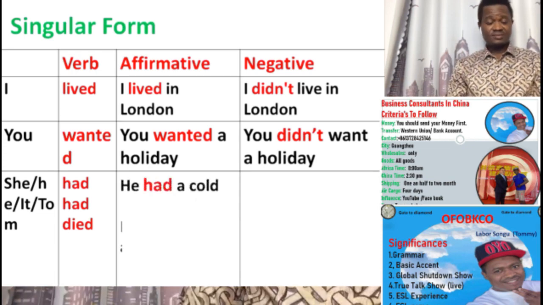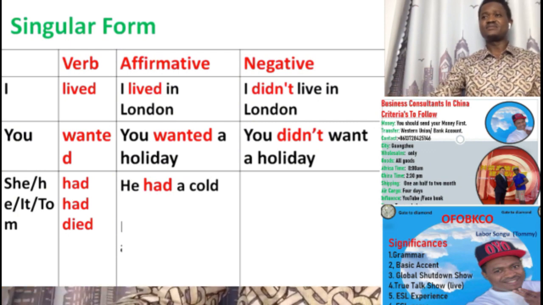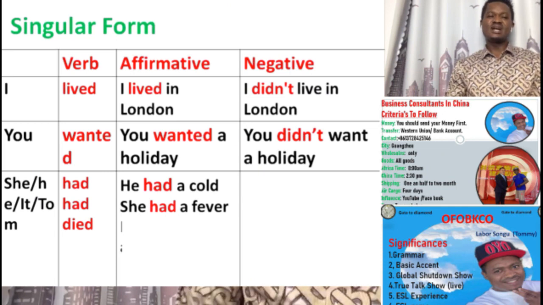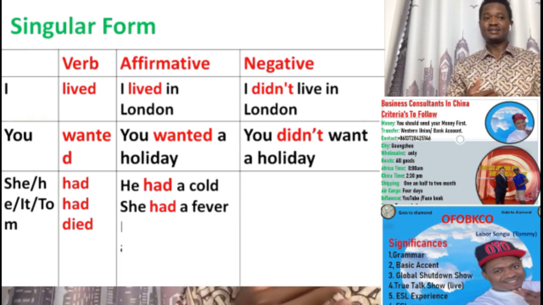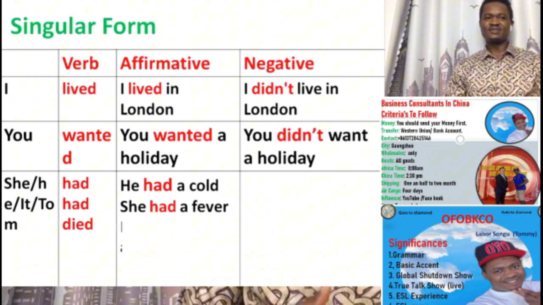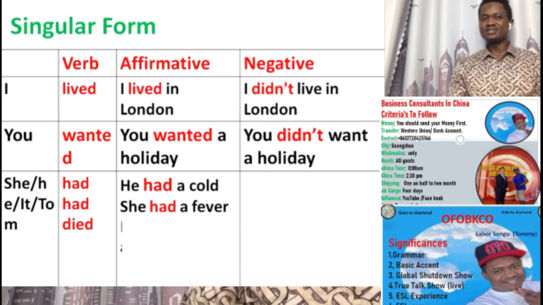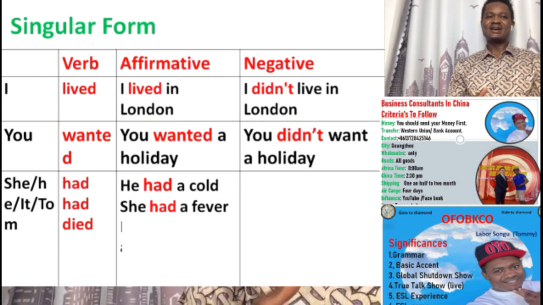He had a cold. That is the affirmative form, the positive form. Still on the affirmative form: she had a fever. When I speak naturally, I say she had a fever. So the structure is she, had, her, fever. She had a fever, all right, guys.